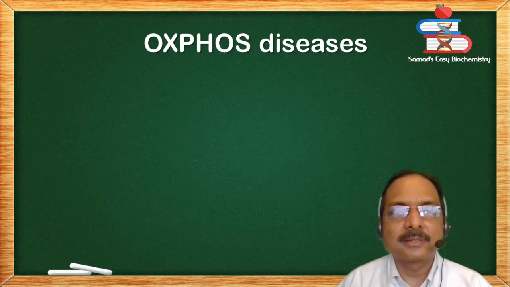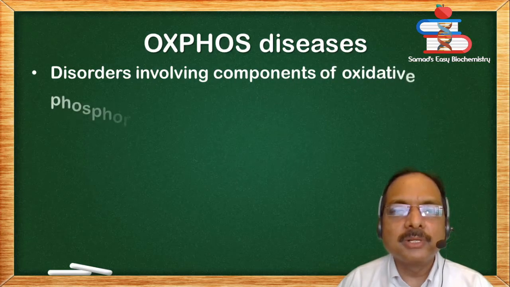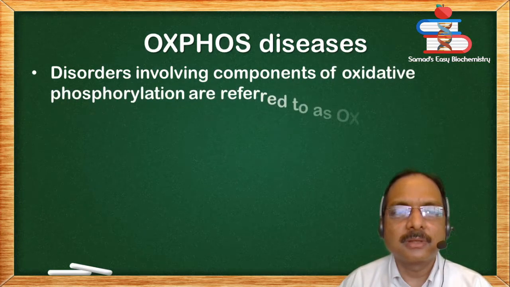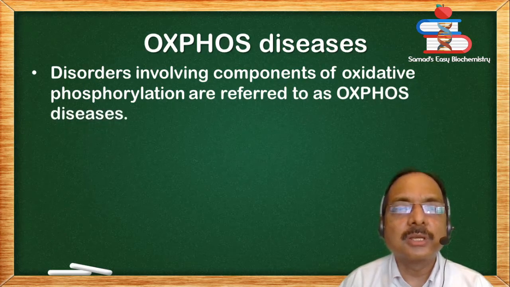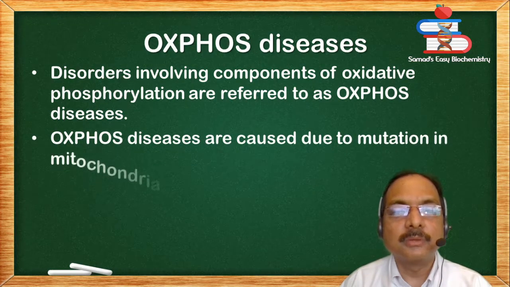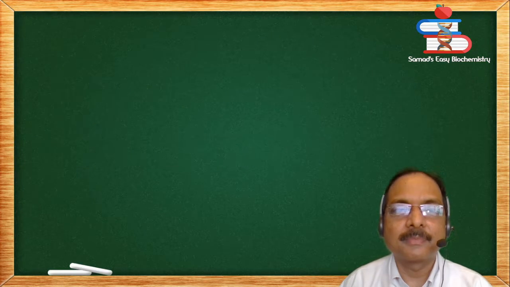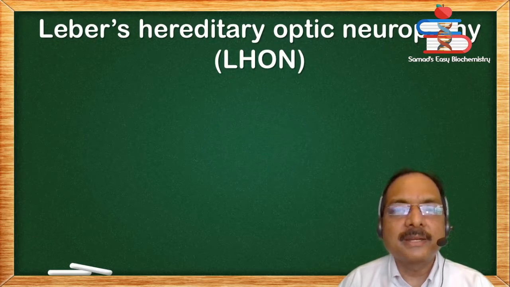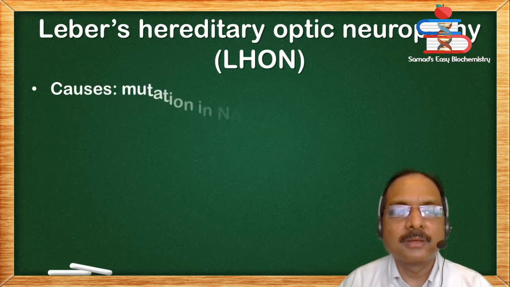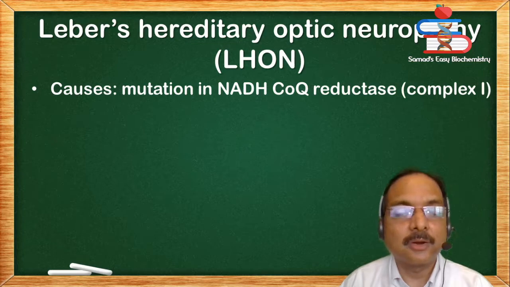Ox-Phos diseases. Disorders involving components of oxidative phosphorylation are referred to as Ox-Phos diseases. Ox-Phos diseases are caused due to mutation in mitochondrial DNA. Leber's hereditary optic neuropathy (LHON). It is caused by mutation in NADH CoQ reductase, that is complex 1.